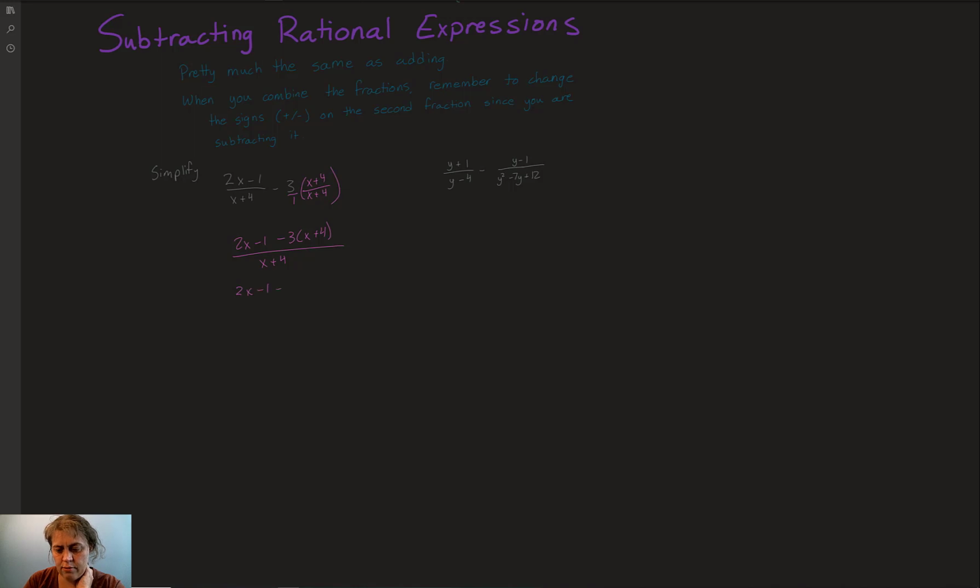So let's clean up the top a little bit here. 2x minus 1 minus 3x minus 12 over x plus 4. 2x minus 3x is negative x. Negative 1 minus 12 is negative 13 over x plus 4. And I can't factor that anymore. And that's that. That's done.